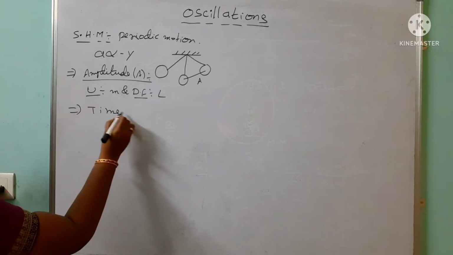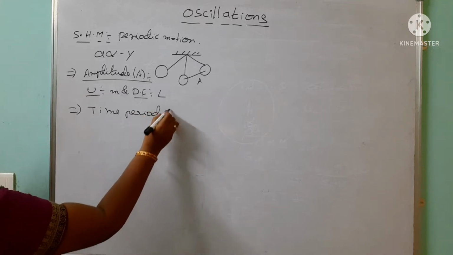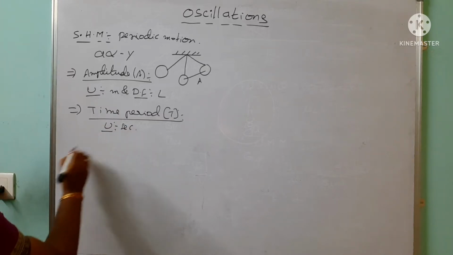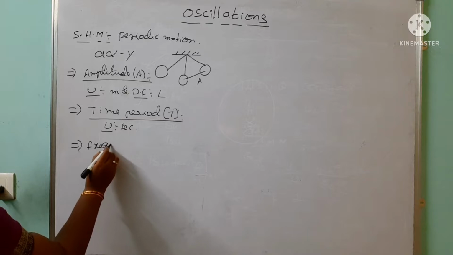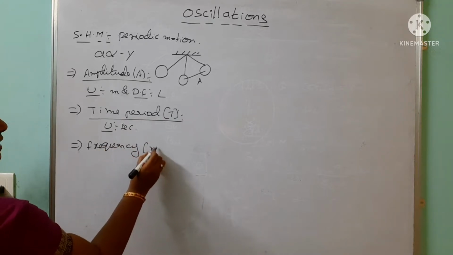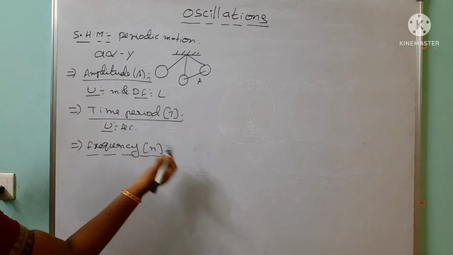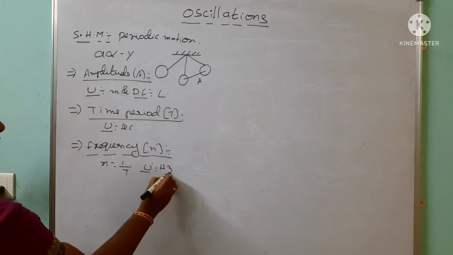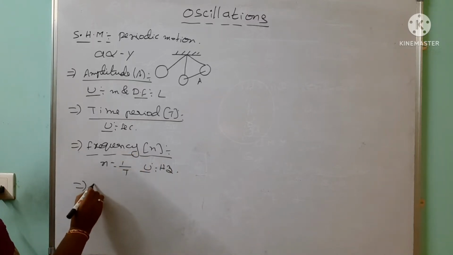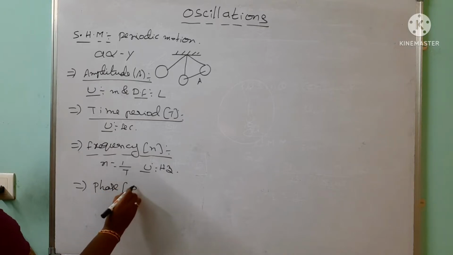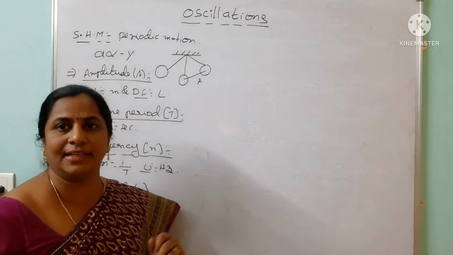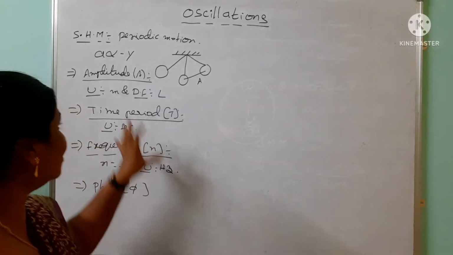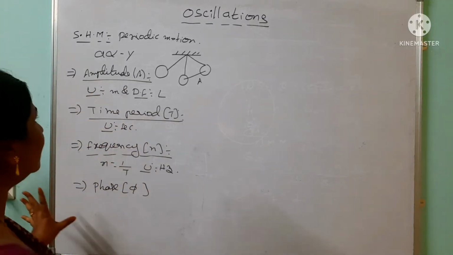Then the time period. The time taken for one oscillation or one vibration is called the time period. The unit is seconds. Then frequency. The number of oscillations per second, or the number of vibrations per second, or the reciprocal of time period, is called the frequency. The unit is hertz. Then phase. Phase gives the position and direction of the particle at any instant of time. These are the characteristics of simple harmonic motion.